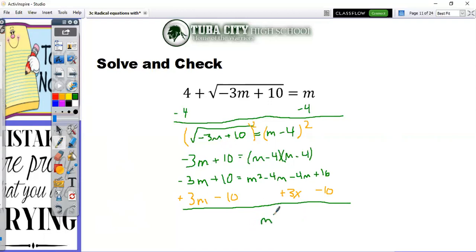So m squared. Put all the m's together now. So negative 4 is negative 8. Negative 8 plus 3 would be negative 5. And here I have, oh yeah, m. 16 minus 10 is plus 6.